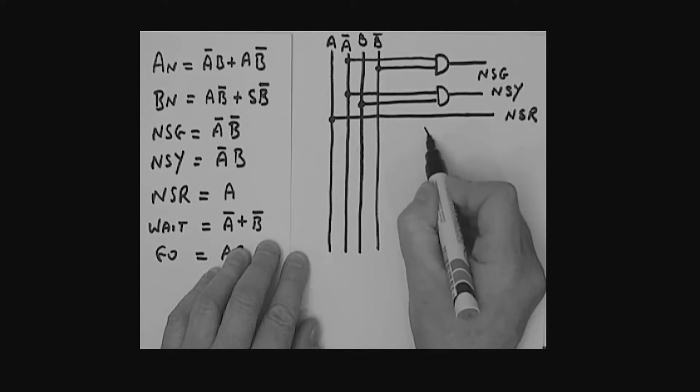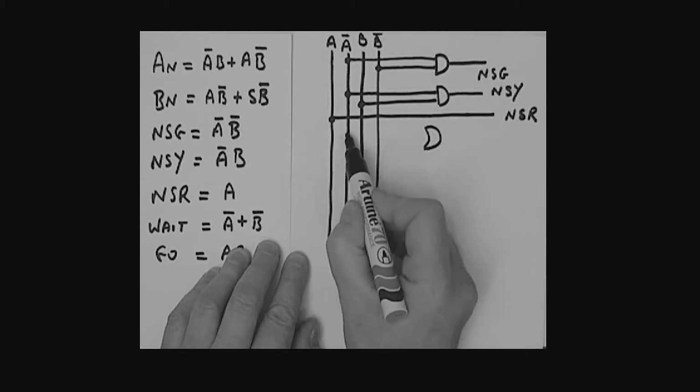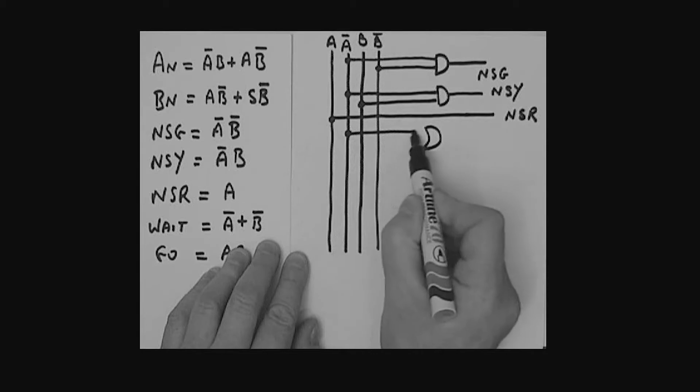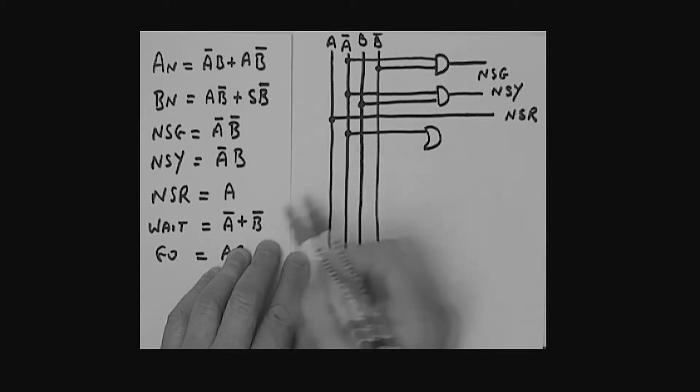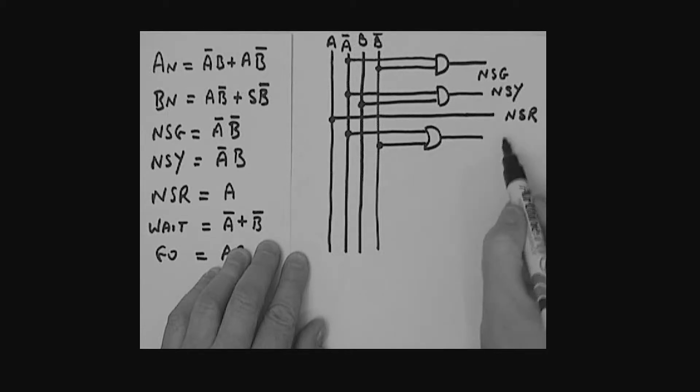So here we go with the OR for wait. Here is my OR gate. What do I want to feed into the OR gate? A bar. So I'll grab A bar, feeding in like so. And what else? B bar. B bar feeding into the OR gate like so. And then of course this is what? This is my wait output. All right, so that's the wait output.